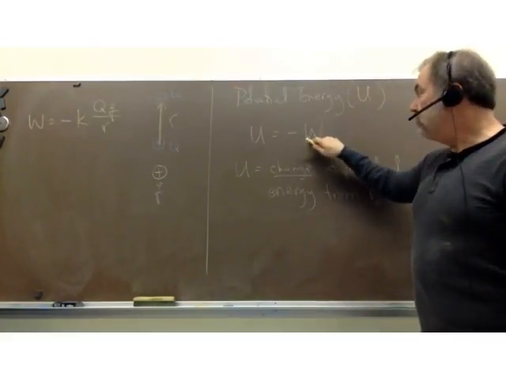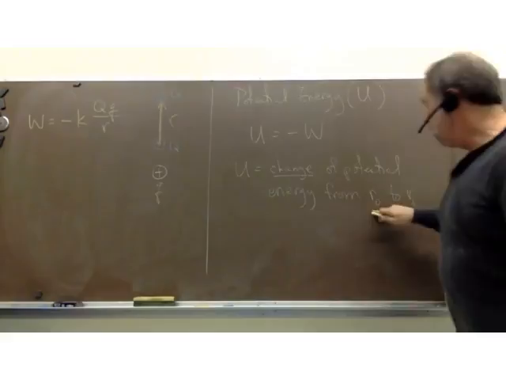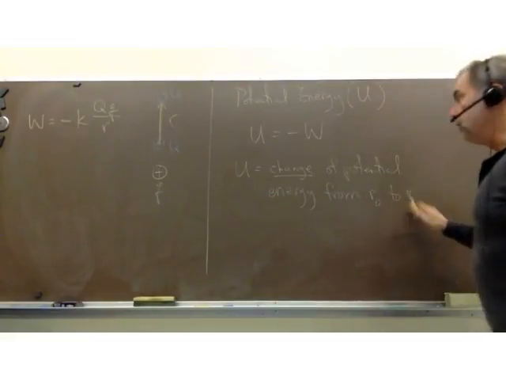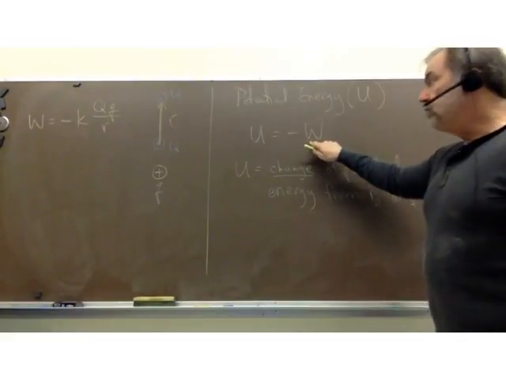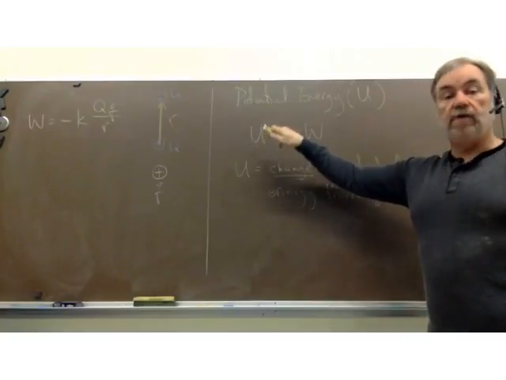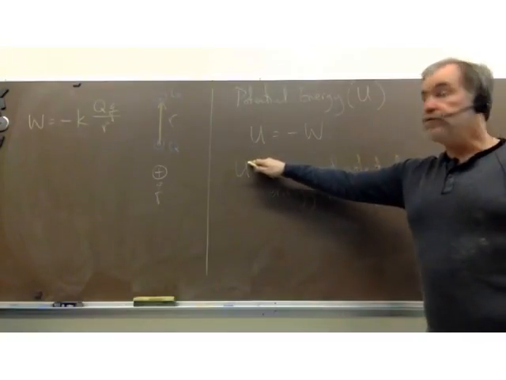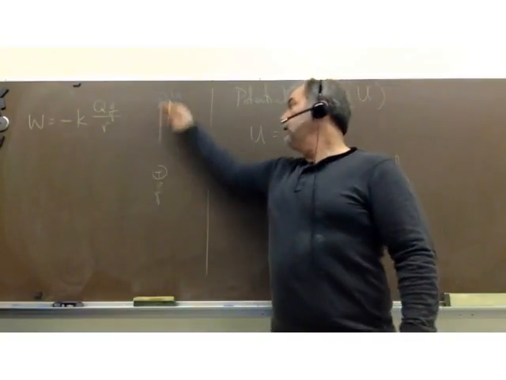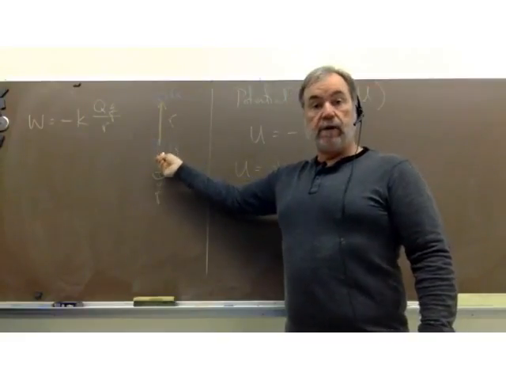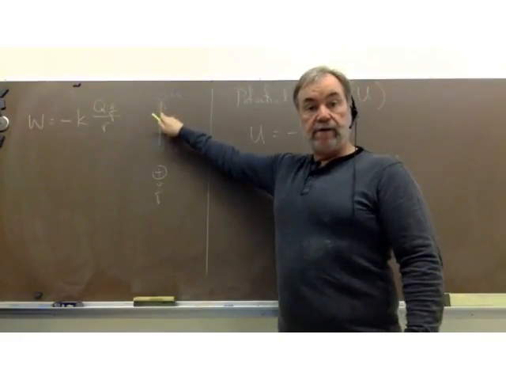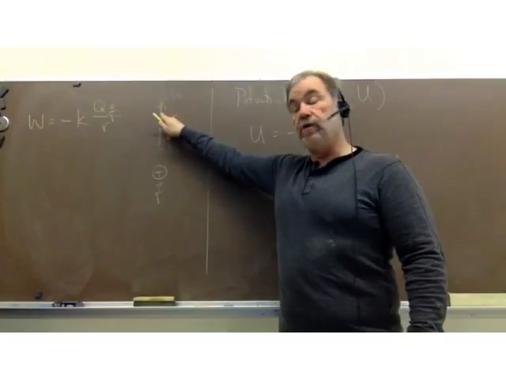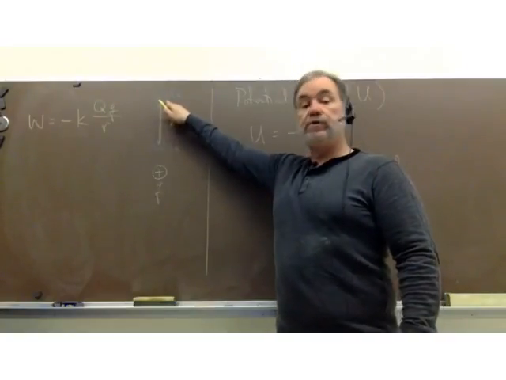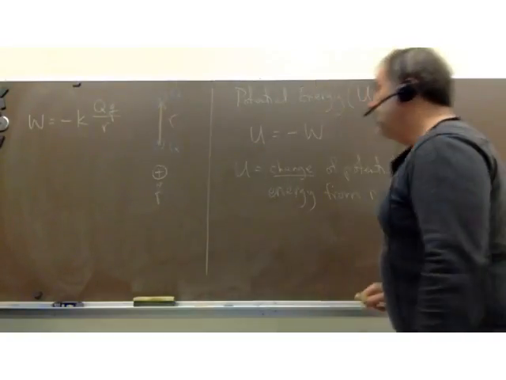So the work that you do in getting the object from R0 to R final results in and causes a change of potential energy of that particle. So here it has a small amount of potential energy. Here it has a large amount of potential energy, or at least larger. So this change of potential energy was positive. Okay.